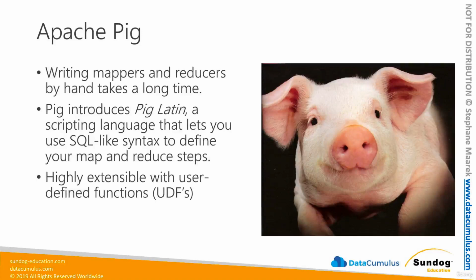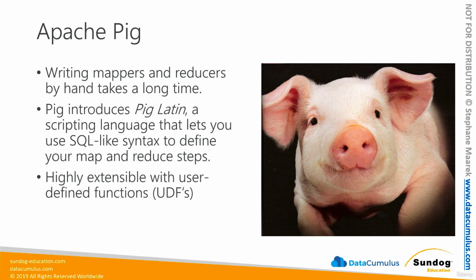Let's briefly talk about Apache Pig. That is also an important part of the Hadoop ecosystem that comes pre-installed on Amazon EMR. So Pig arose as sort of an alternative interface to MapReduce. It recognizes that writing code for mappers and reducers using MapReduce takes a long time, and Pig introduced instead a language called Pig Latin. This is basically a scripting language that lets you use SQL-style syntax to define your map and reduce steps. So instead of writing Java code for MapReduce, it's sort of an abstraction on top of that, allowing you to use more of a high-level scripting language, in this case called Pig Latin.